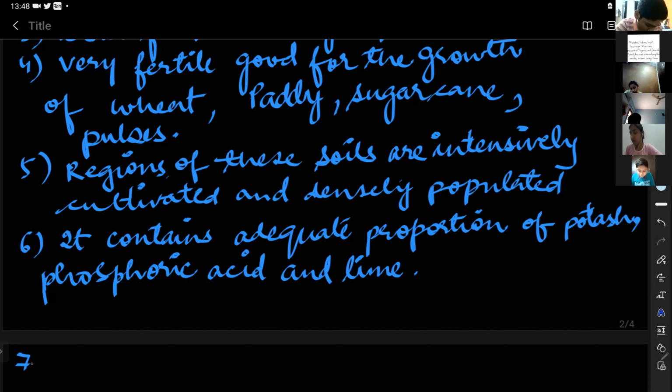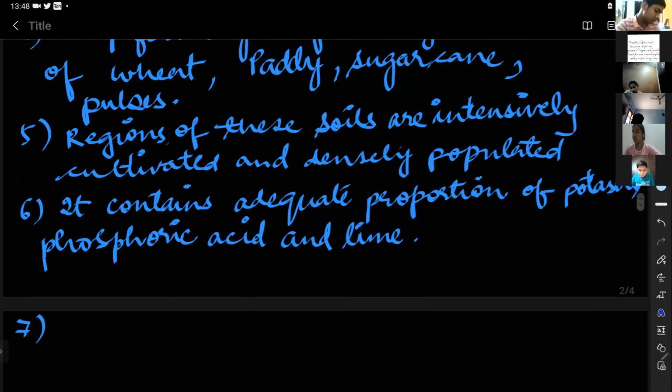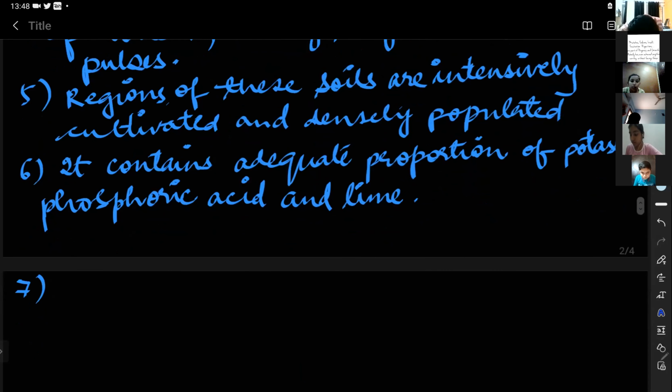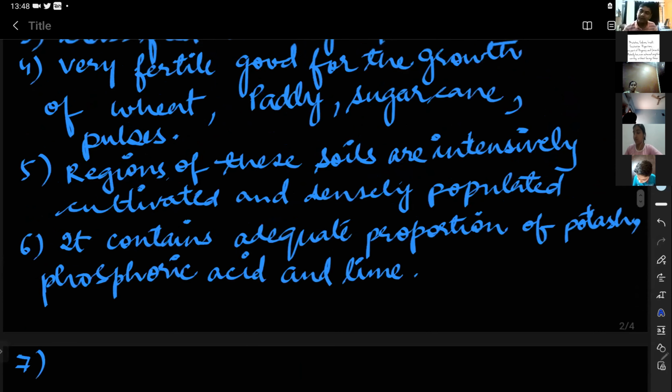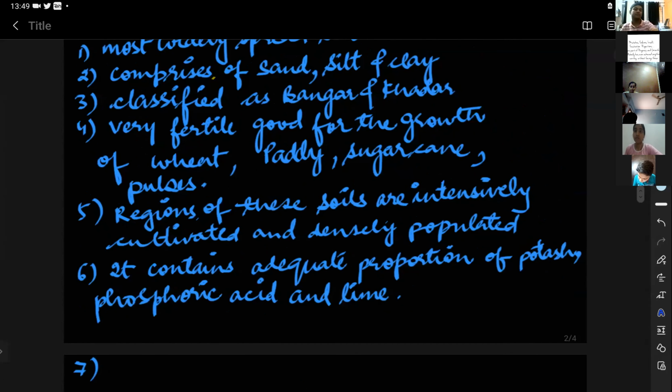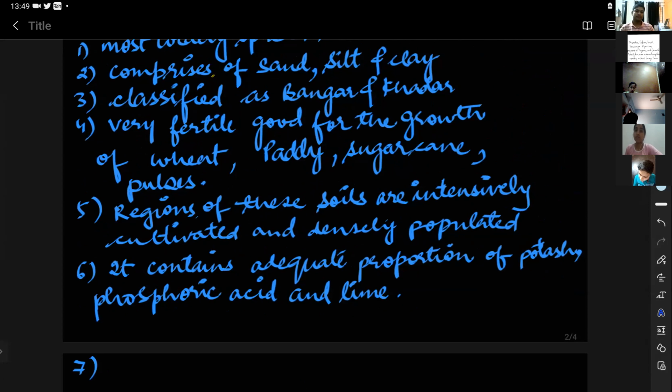And the last point will be? Ma'am, please show the third point. Beta, for what is classified as bangar and khadar, in the bracket you specify according to age, okay?